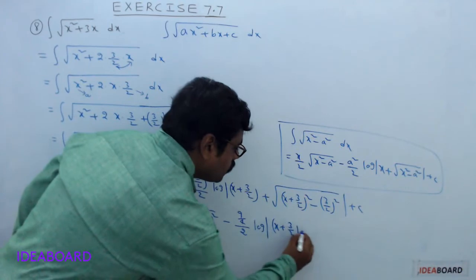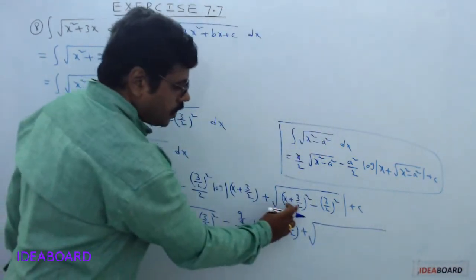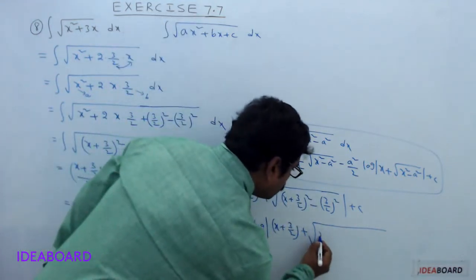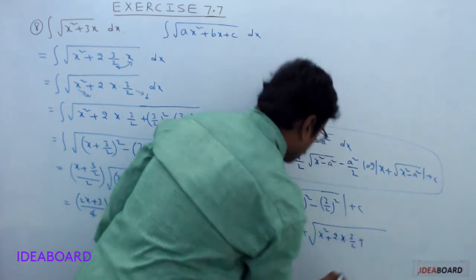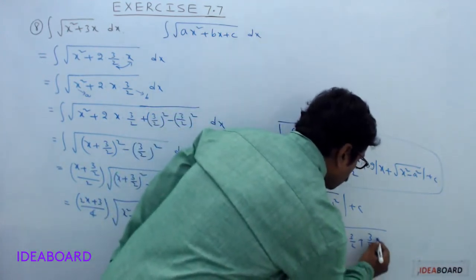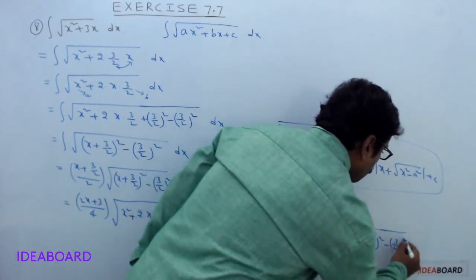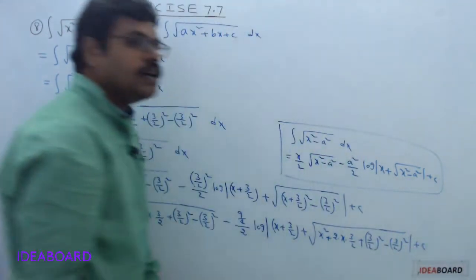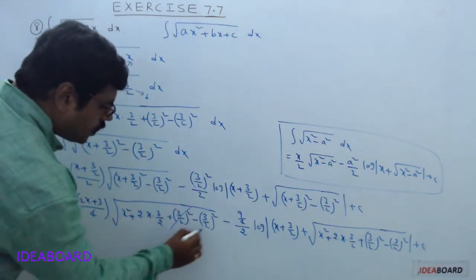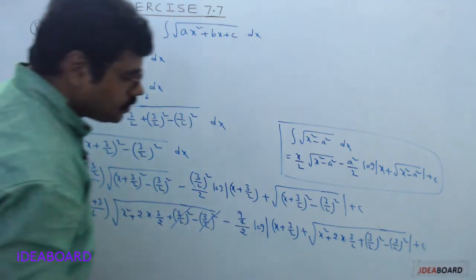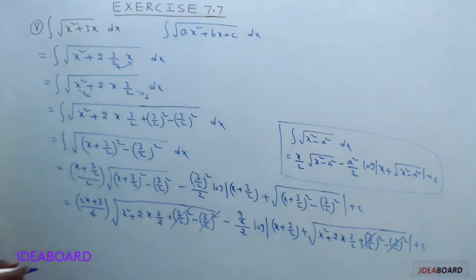plus 3 by 2 plus square root of, apply the a plus b whole square formula, this is x square plus 2ab plus b square, that is 3 by 2 whole square, minus 3 by 2 whole square, plus a constant c. Now any cancellation? Here the 3 by 2 whole square term will be cancelled. Here also the 3 by 2 whole square term will be cancelled.